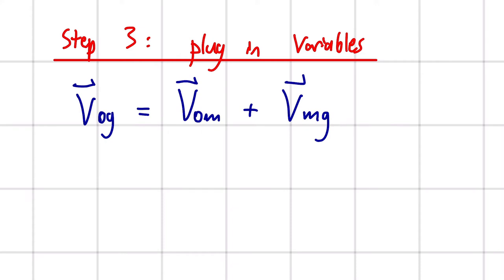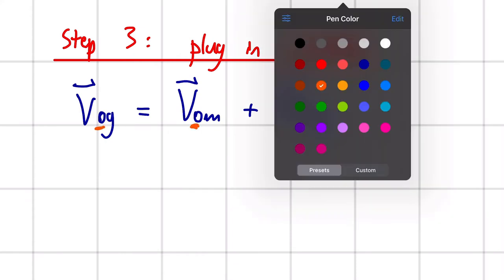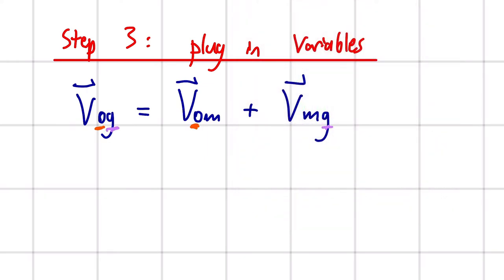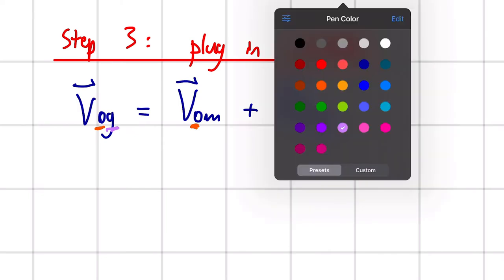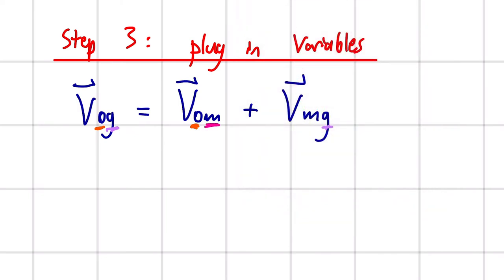So I want you to notice these variables, the O and then the G. When we have our object and our ground, when we're adding these two vectors, we want the object first and the ground at the end. And this letter that's in the middle is going to be consistent in these two. So that's how we know we have our equation set up properly.